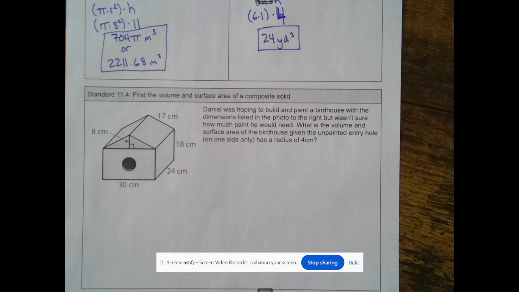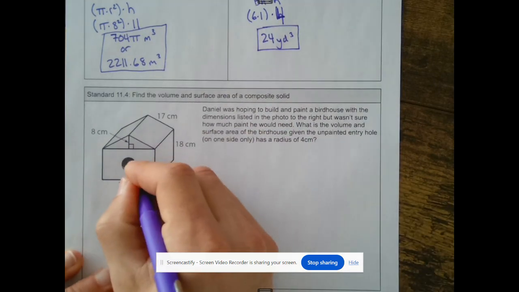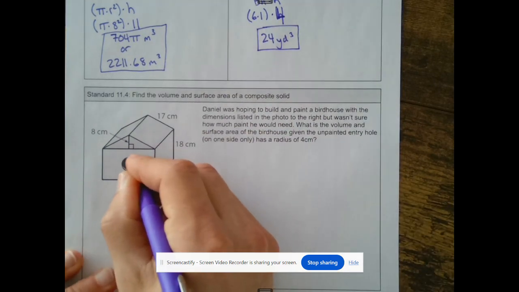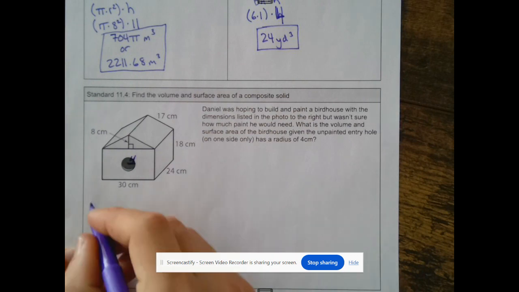Okay. So Daniel was hoping to build and paint a birdhouse with the dimensions listed in the photo to the right, not to the left. He wasn't sure how much paint he would need. What is the volume and surface area given the unpainted entry hole has a radius of 4? So that's got a radius of 4. I know you can't really see it there on the video, but we'll add it in there for our own notes. So I'm going to find the volume first.